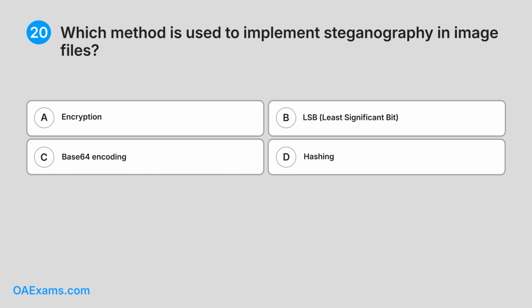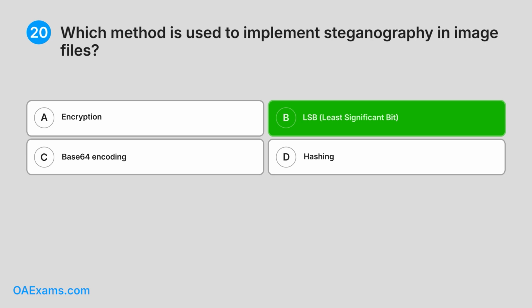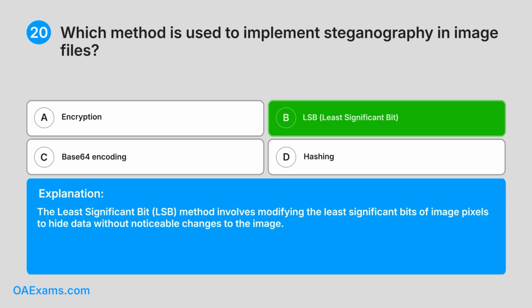Correct answer. B. LSB, least significant bit. Explanation. The least significant bit, LSB, method involves modifying the least significant bits of image pixels to hide data without noticeable changes to the image.